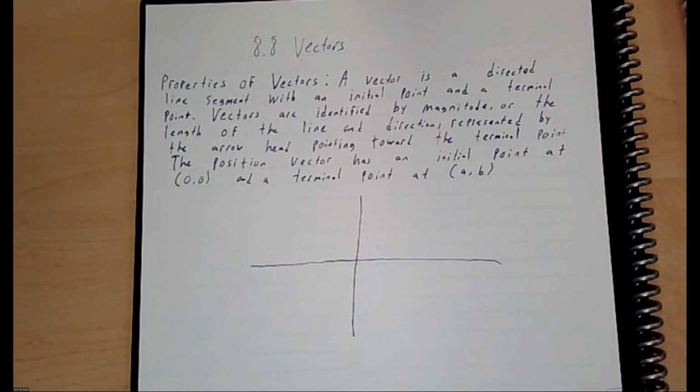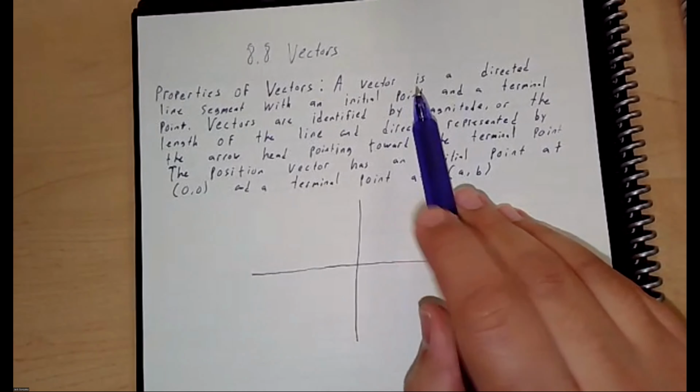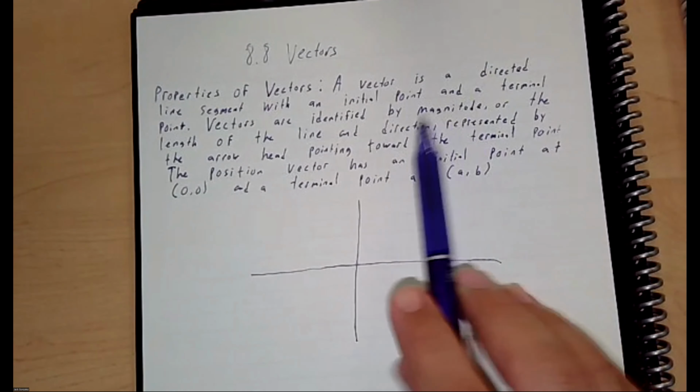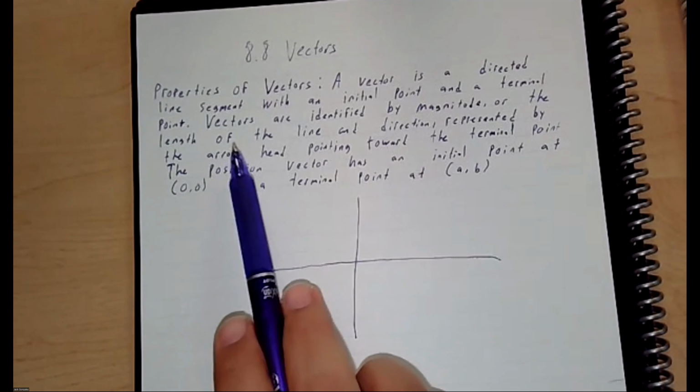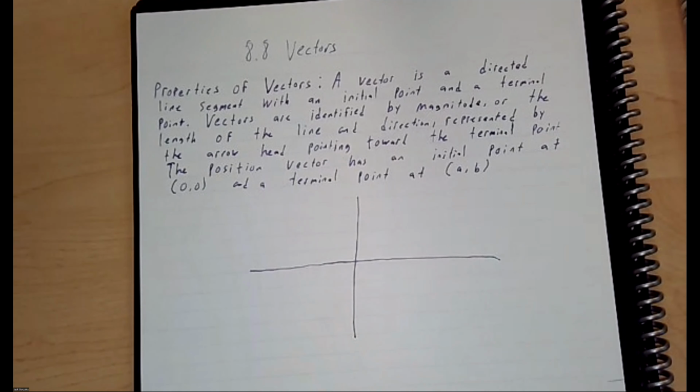Okay, so 8.8 is about vectors. A vector is a directed line segment with an initial point and a terminal point. Vectors are identified by magnitude, which is the length, and direction. So a vector must have magnitude and direction, and it's represented by an arrowhead.